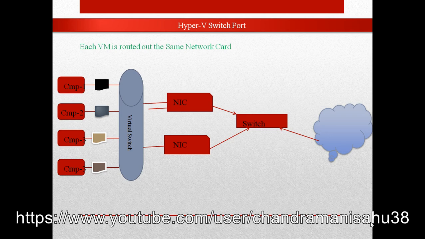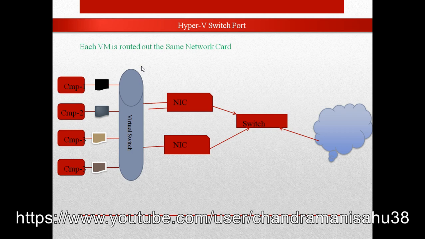So again, welcome to this video. In this NIC Teaming series, this video covers the Hyper-V switch port. What exactly is the Hyper-V switch port? Its VM traffic is routed out of the same network card. What does that mean exactly, guys? See, in this scenario, I have the internet, one physical switch and two NIC cards. In virtual, this is the virtual switch and the four computers. So how will these packets route in Hyper-V switch port mode?